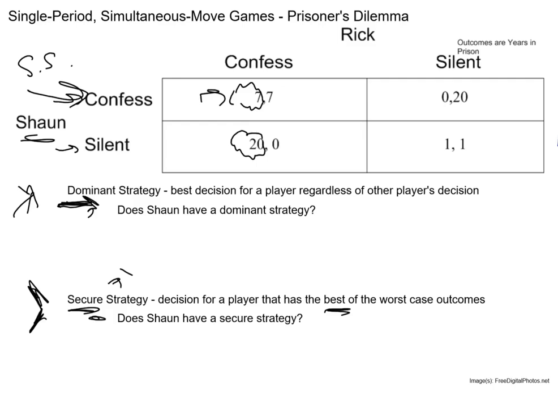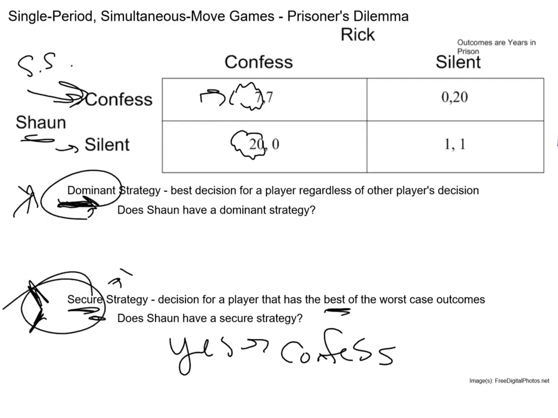Does Sean have a secure strategy? Yes, and it's to confess. And notice that in this particular case, the dominant strategy is the same as a secure strategy. That won't always be the case though, right?